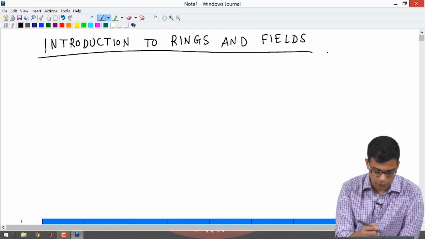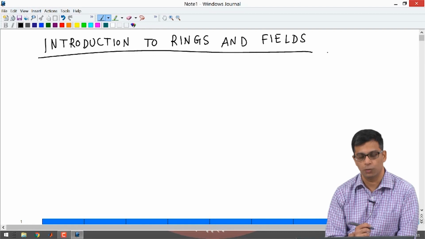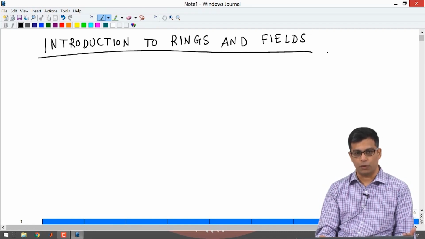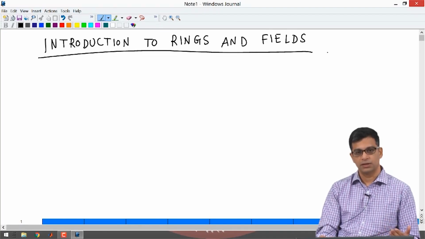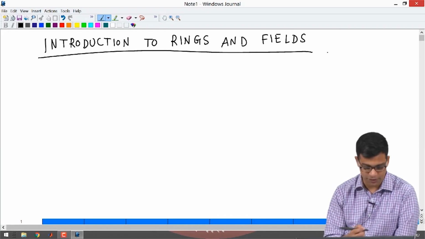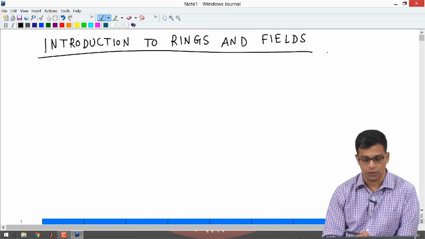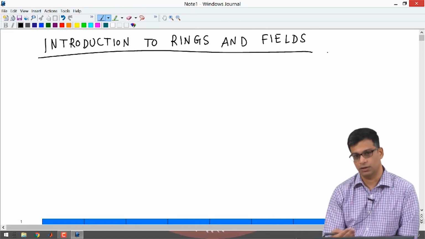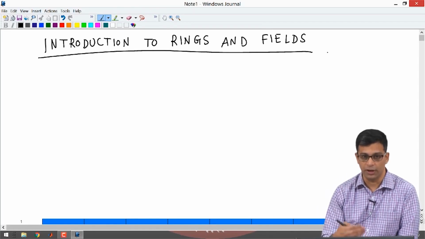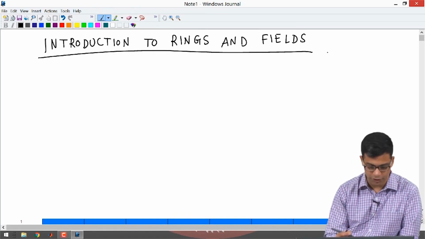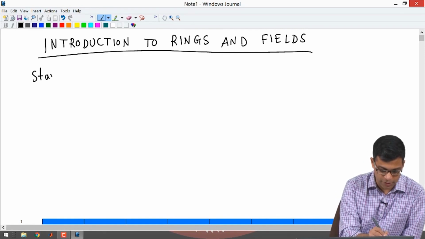Okay. So you all know what a group is. A group is a set with an operation on it which has certain properties: there is an identity element, every element has an inverse, the operation is associative. So a ring is something which has two operations. We usually call these operations addition and multiplication. With respect to addition, the ring is supposed to be an abelian group. With multiplication it need not be a group. So before I talk more about the definition, let me start with some examples.